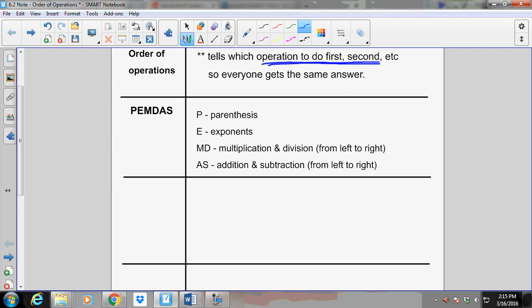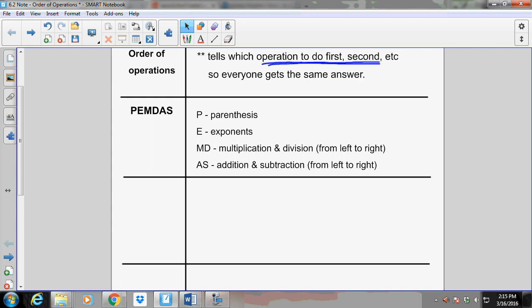Okay. Then you go looking for exponents. That's the E. And then you do multiplication and division. You do this at the same time, but you go from left to right in the problem. So if you run into division first, you do the division, even though this says MD. You go from left to right at the same time. You do the same thing with addition and subtraction. You work it at the same time from left to right.